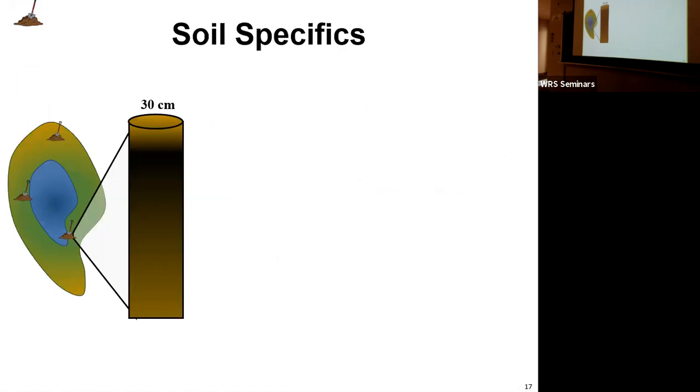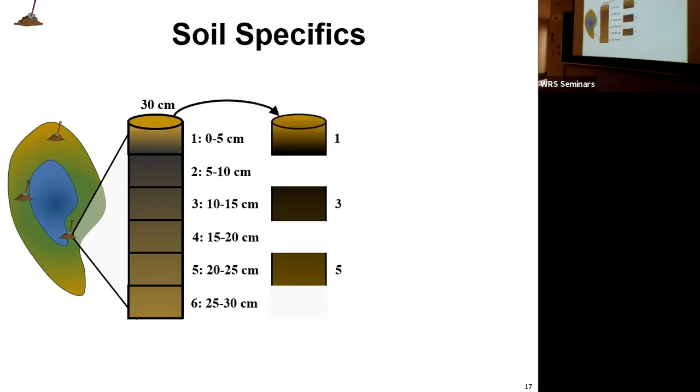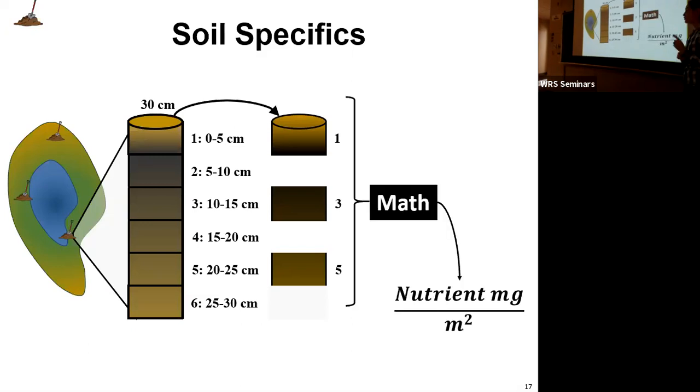We took 30 centimeter cores, divided it into six sections. Then we took the top, middle, and bottom of that soil profile. And we did a bunch of math, which to some may be a black box, but to us, it's multiplying by bulk density and by the portion of the soil profile that these individual sections of core represent. And then we added up all of those soil numbers, and what we got from that through the black box of math was nutrient storage in milligrams per meter squared.